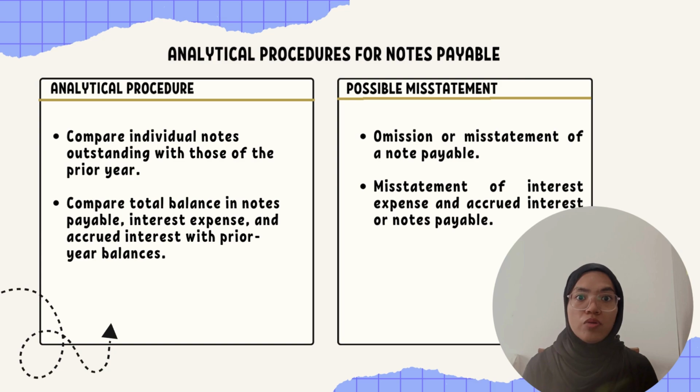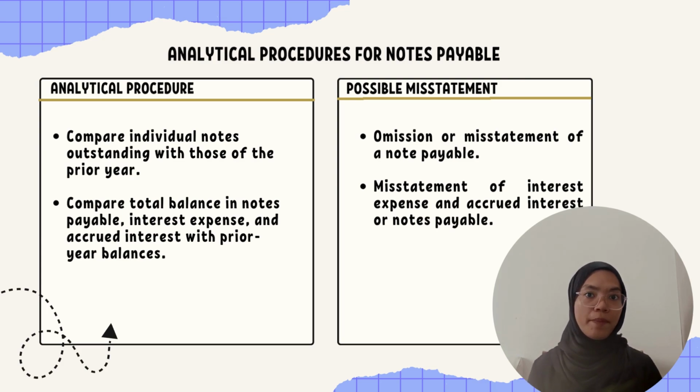This means looking at each note payable on the company's books and comparing it to the corresponding note from the previous year. This helps identify any notes that are missing from the current year financial statement or any notes that have been added but not properly accounted for.